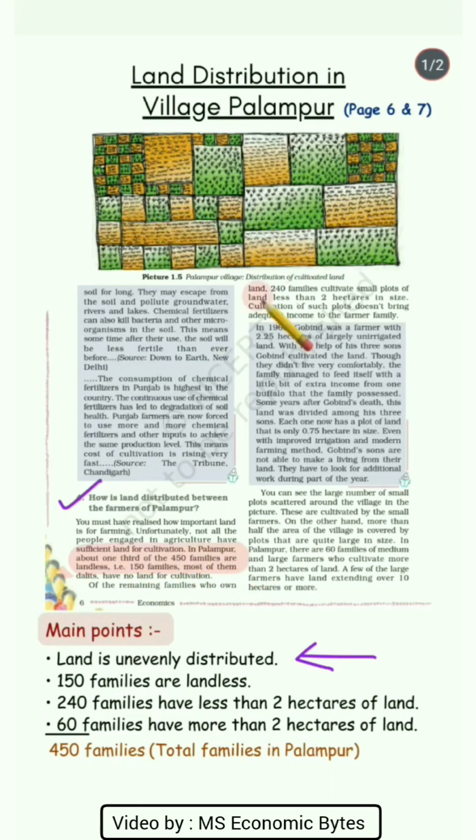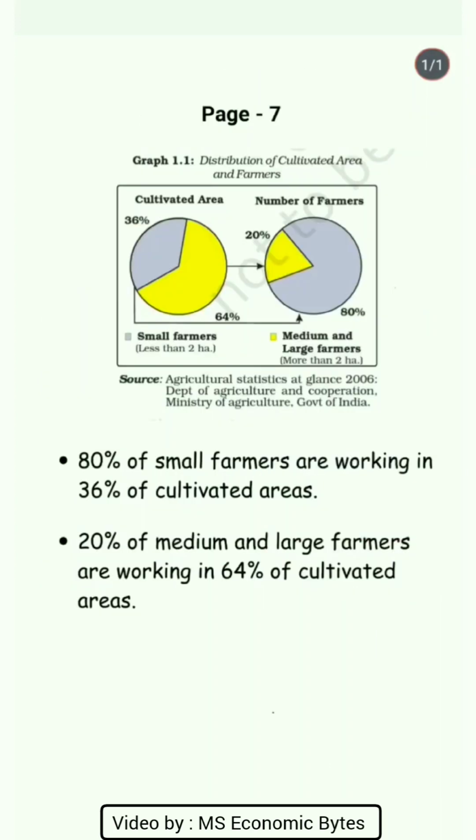Out of this, 240 families have less than 2 hectares of land, and the remaining 60 families comprise large farmers and medium farmers. They have more than 2 hectares of land, and in some cases more than 10 hectares of land. In this chart, we see that 80% of small farmers work on only 36% of the cultivated area, whereas 20% of medium and large farmers work on 64% of the cultivated area.